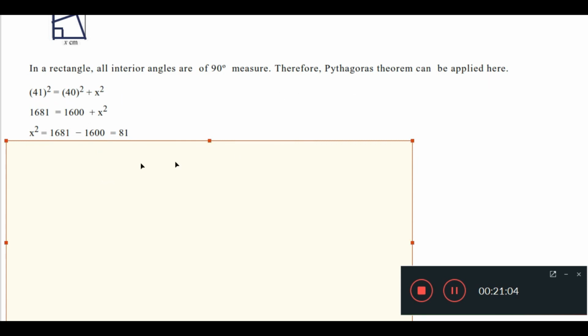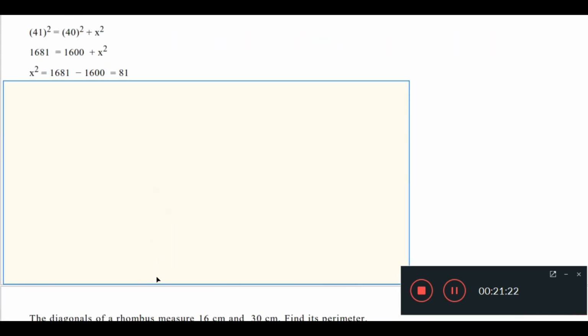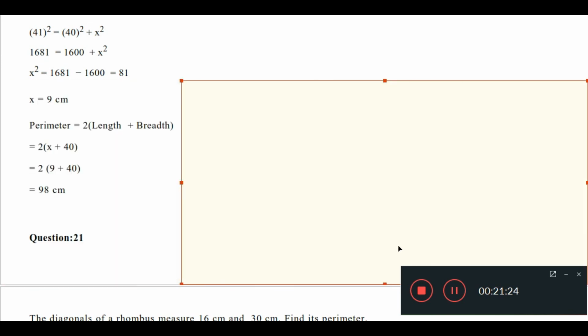So here is the solution. 41 square equals 1681, 40 square equals 1600, and x square. So after subtracting it, you will get x square equals 1681 minus 1600, which equals 81. So the value of x is equal to 9. So what is the value of x? The value of x will be equal to 9.